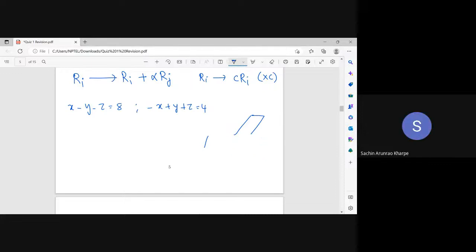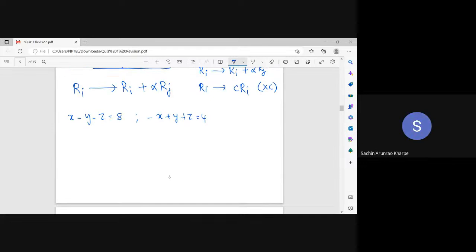And what about the unique solution? See, you have three variables. If you want a unique solution, there are three unknowns, so to determine all three values uniquely, you need at least three equations. With two equations, you cannot determine three values. So that's what happens even geometrically. The two planes intersect.